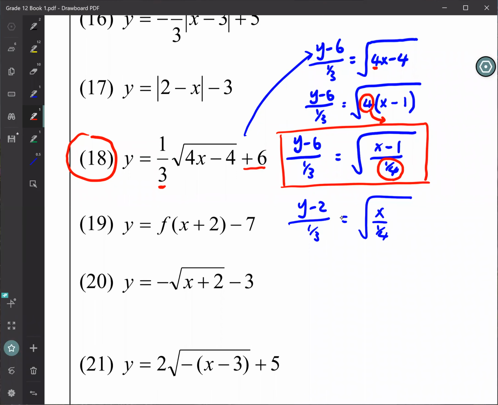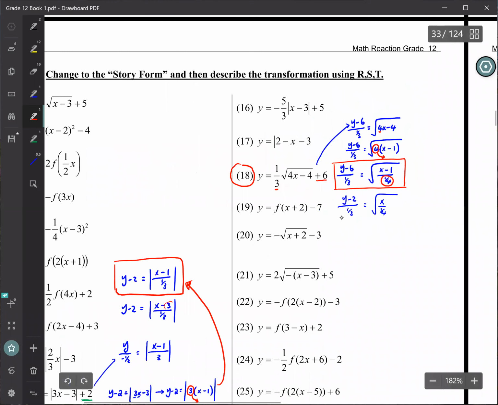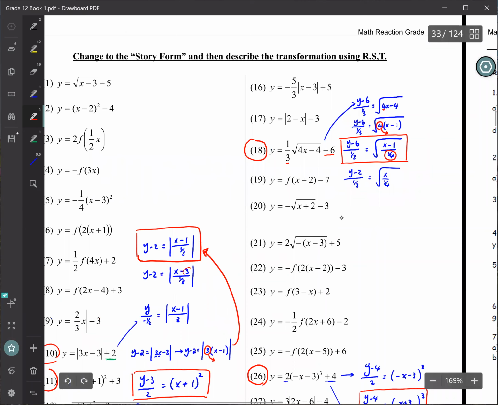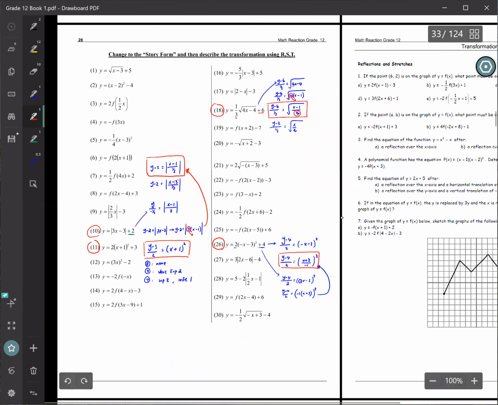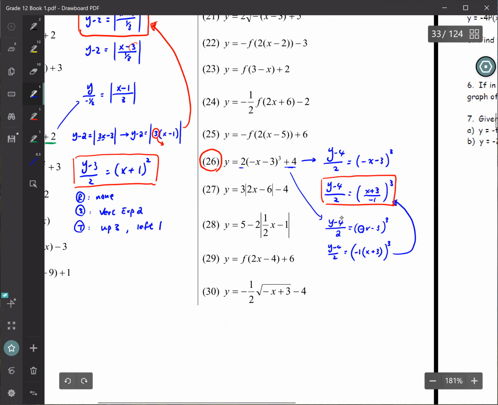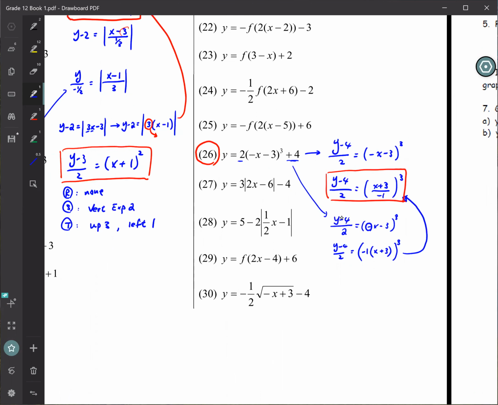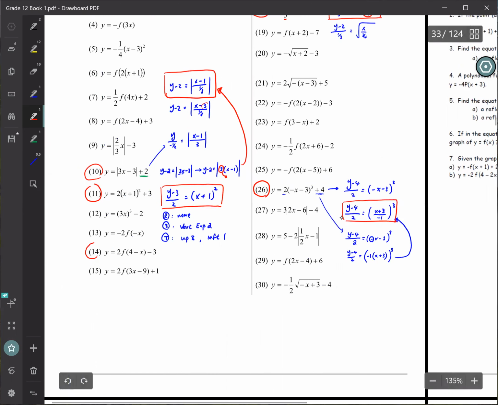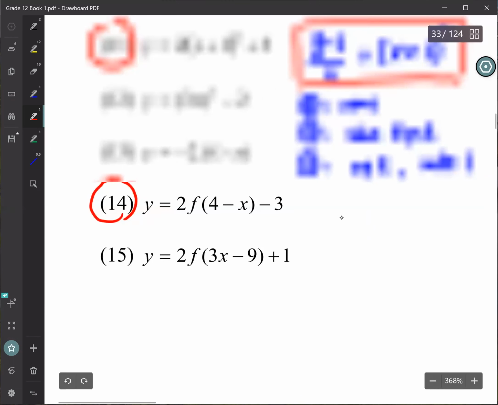Let's see if we can handle the next one. I'll give you a hard one. This one's a bit tricky. We're going to do 2 more. Number 14 is a little bit tricky. Once you finish, please raise your hand.